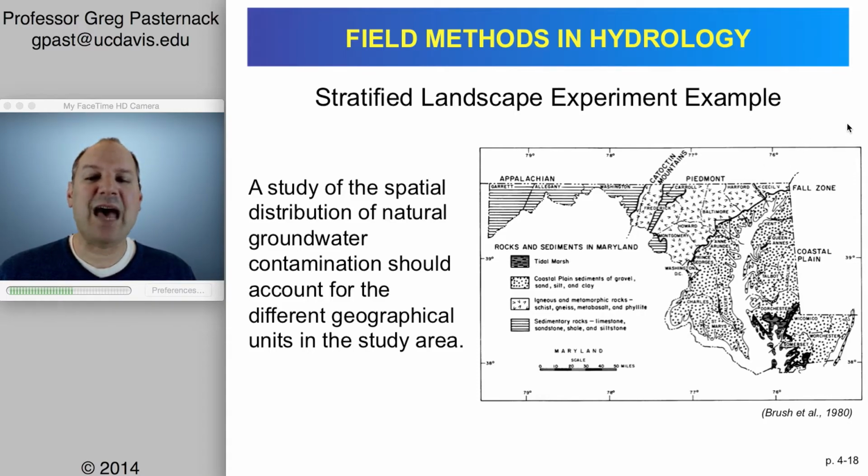So trying to decide what is the primary basis for stratifying whatever it is you're monitoring is really, really important. It could be a result of a landform or geology. It could be a result of vegetation. It could be a result of precipitation patterns. That's something that you have to decide.